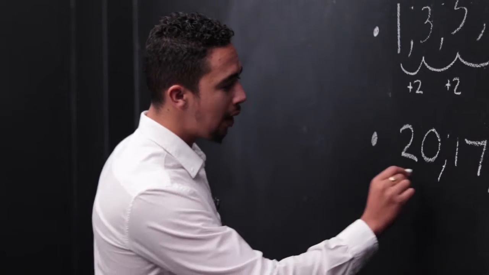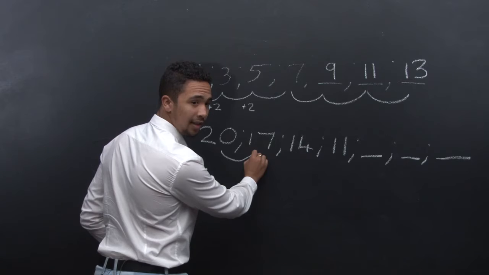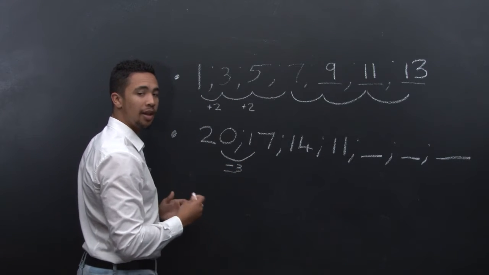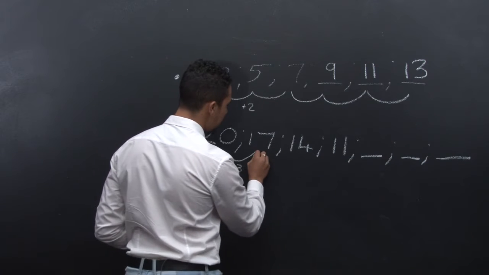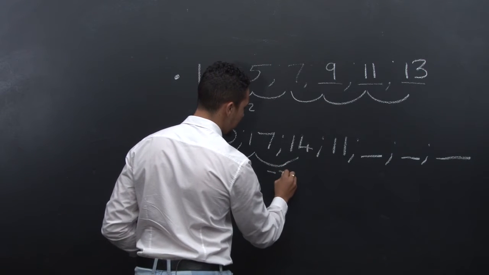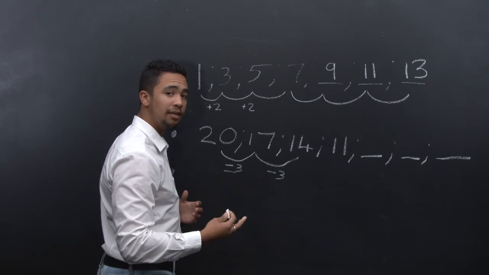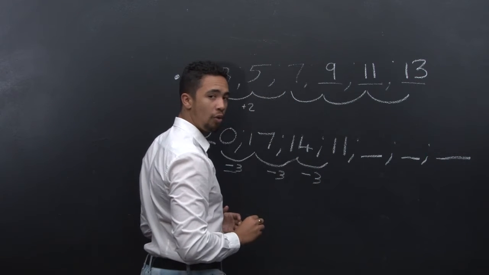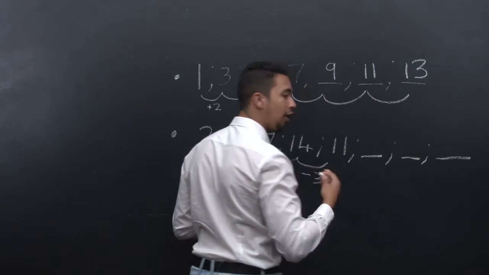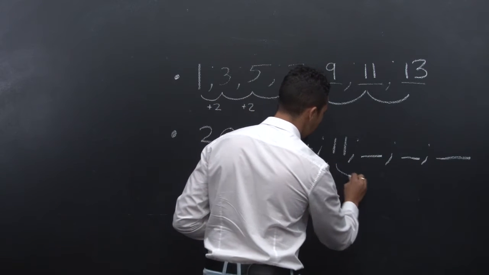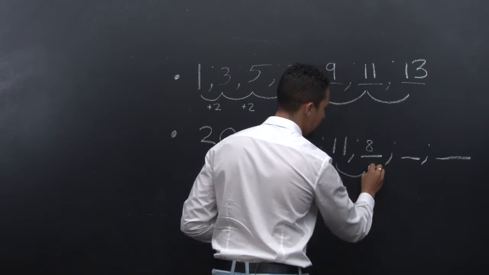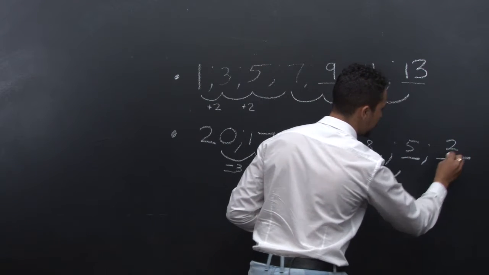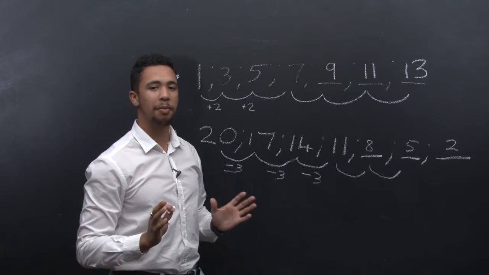So, for 20 to become 17, we minus 3. This is a rule, but does it apply to the other numbers? For 17 to become 14, we minus 3. Can you see the pattern? Therefore, in order to find these 3 numbers, we follow the pattern. 11 minus 3 gives you 8. 8 minus 3 gives you 5. 5 minus 3 gives you 2. And that is our number pattern.